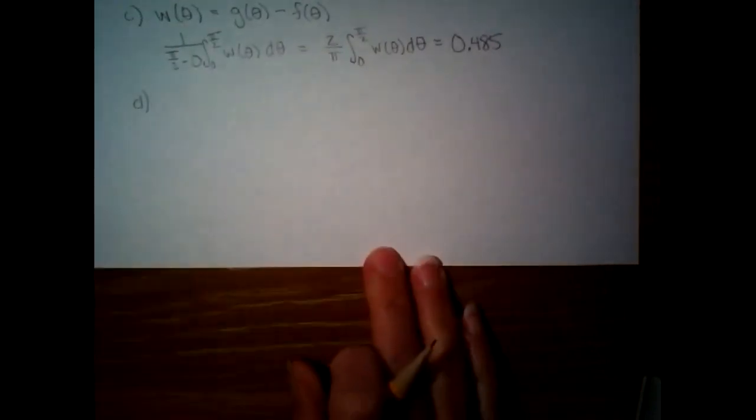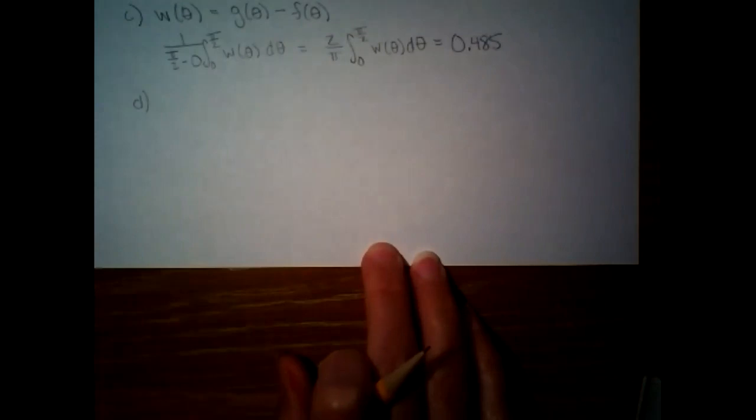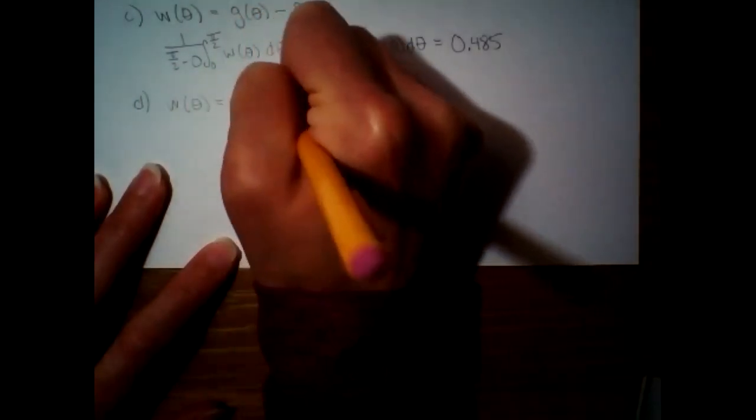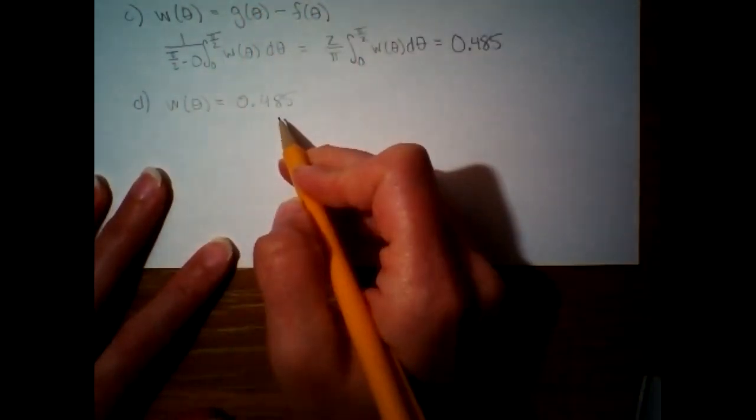So part D, using the information from part C, find the value of theta for which W of theta equals that average value. So we want to set W of theta equal to this 0.485. And so again, we want to have that stored.